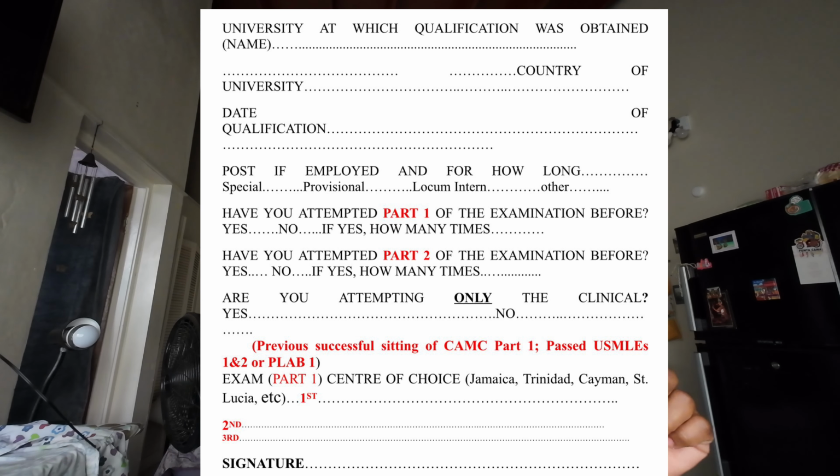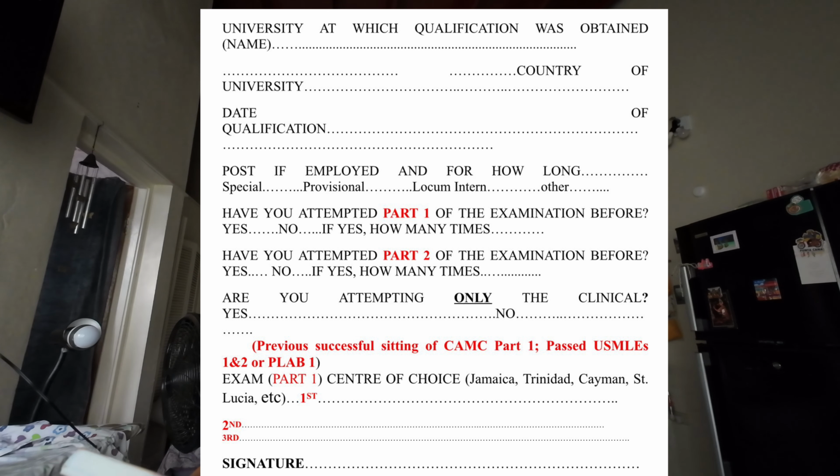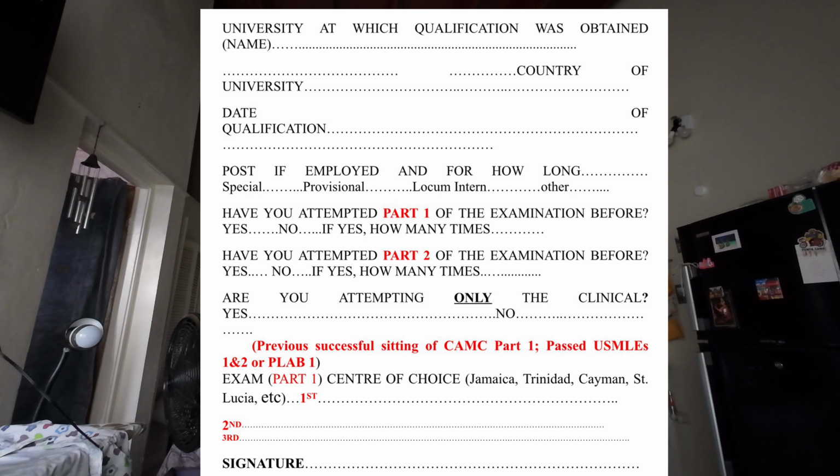If you have attempted part 1 of the exam before, you need to let them know, and if you have attempted part 2, you also need to let them know that. They're going to ask if you're only completing just the clinical part of the exam. If you did CAMC part 1, you need to let them know where you took that exam. Was it in Jamaica? Trinidad? Cayman or St. Lucia? And if you passed USMLE 1 and 2, where did you sit that? And if you did PLAB 1, where did you sit that? You need to tell them the centers and also leave your signature.